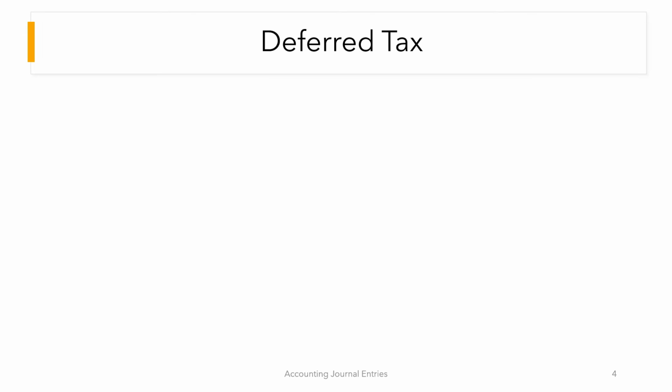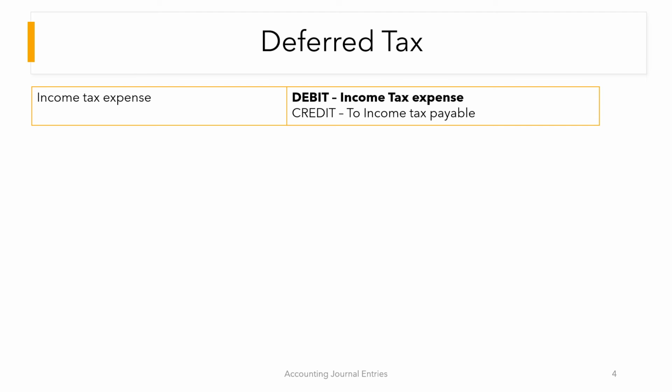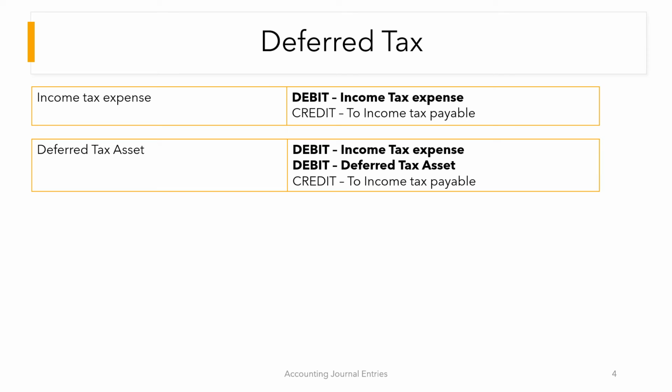The accounting entries for deferred tax are as follows. For income tax expense, the entry would be to debit income tax expense and credit to income tax payable. For deferred tax asset, the entry would be debit income tax expense, debit deferred tax asset, credit to income tax payable.